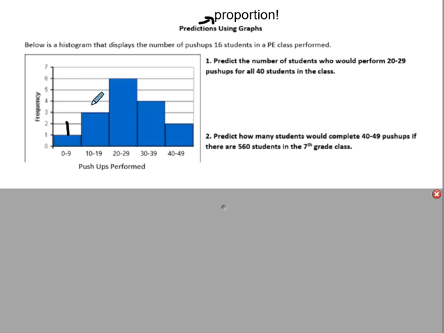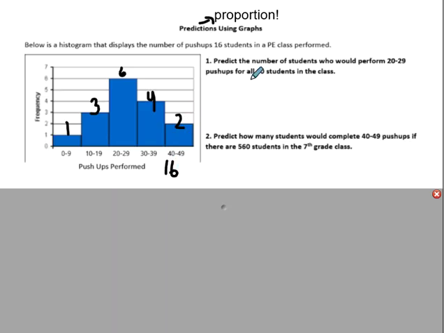So let's go ahead and label our histogram with the number of people for each. So 6 people performed 20 to 29 push-ups, 4 people performed 30 to 39, and 2 people performed 40 to 49. And then we want to go ahead and total that out. So we have 1 plus 3 is 4, plus 6 is 10, 14, 16. So we have 16 total people just in this graph.